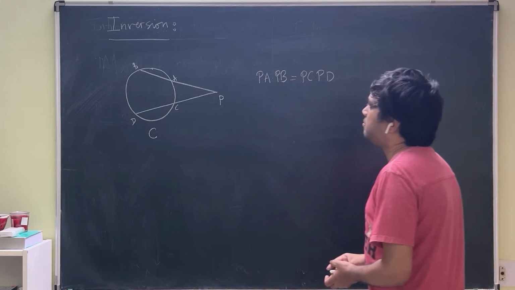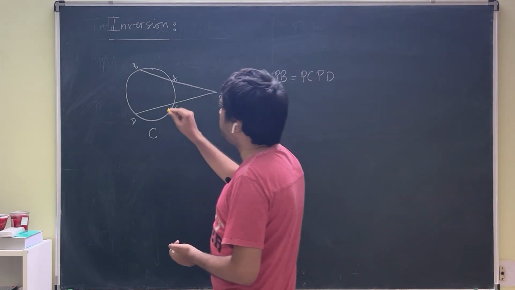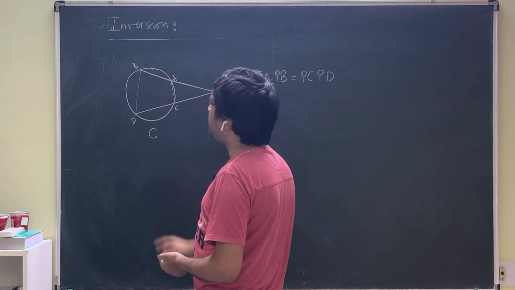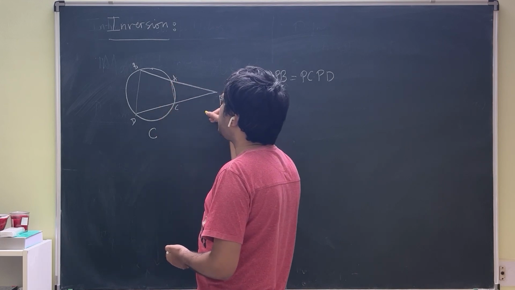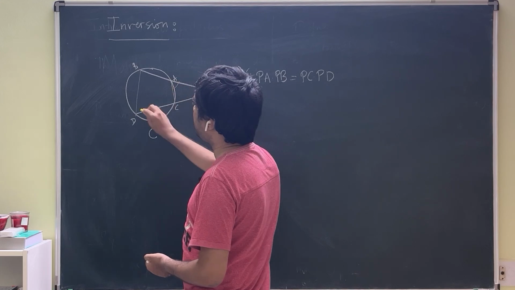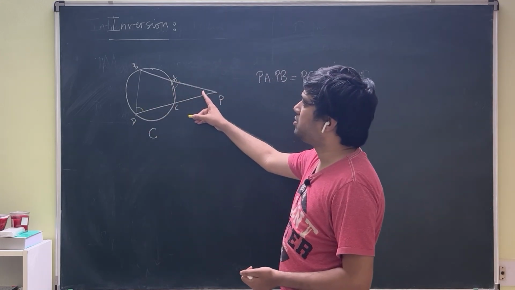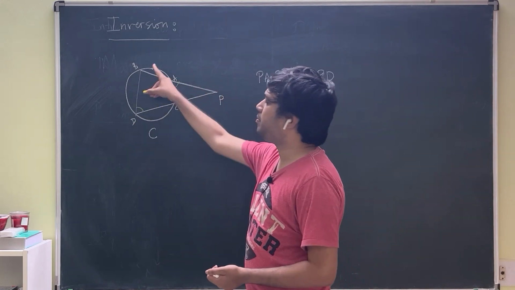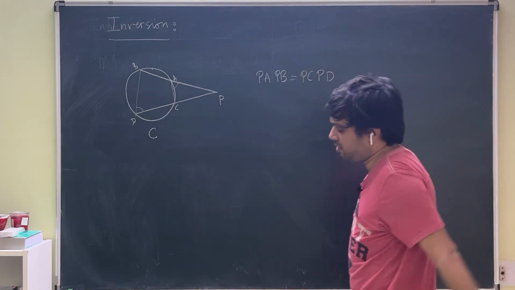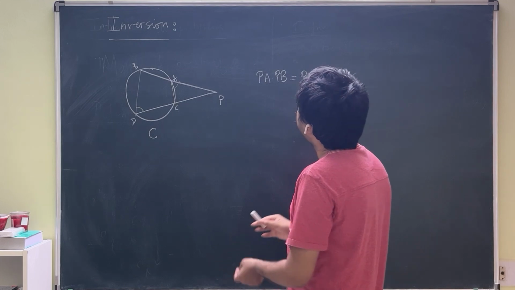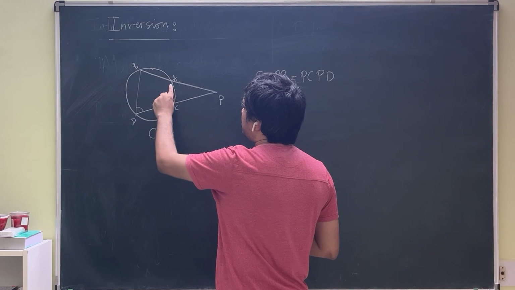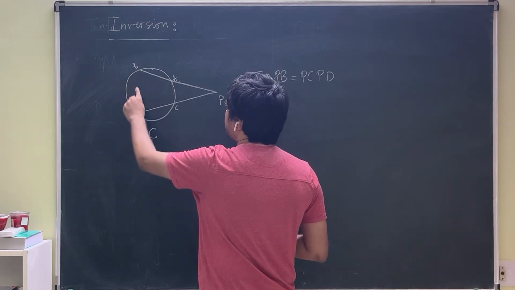I don't want to recall the proof in detail, but it's pretty simple. If you join AC and BD, you can prove that triangle PAC is similar to triangle PDB, because in a cyclic quadrilateral this angle is equal to this angle, and this angle is common. Then use the ratio of similarity and you get this. So now we have a very cool property. Let's ignore the construction for now, it's not needed.